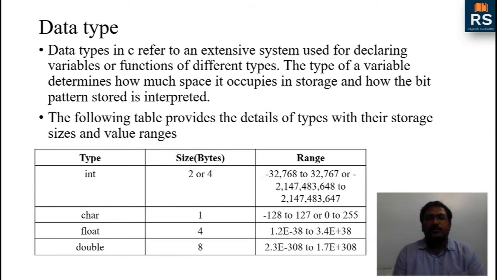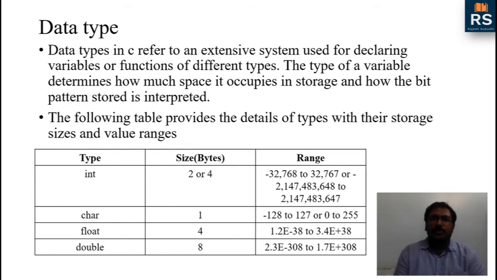Fine. So we have four types of data types. We have integer, character, float, and double. Integer, we have to write in a C program as int. For character, we have to write char. For float, we have to write float, and for double, we have to write double.